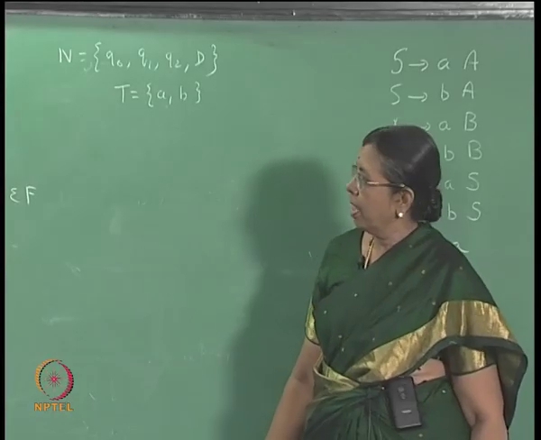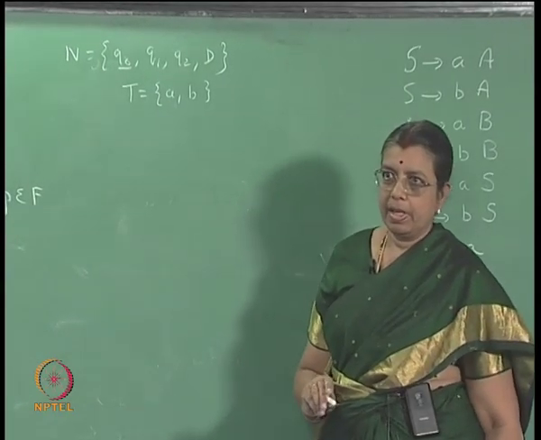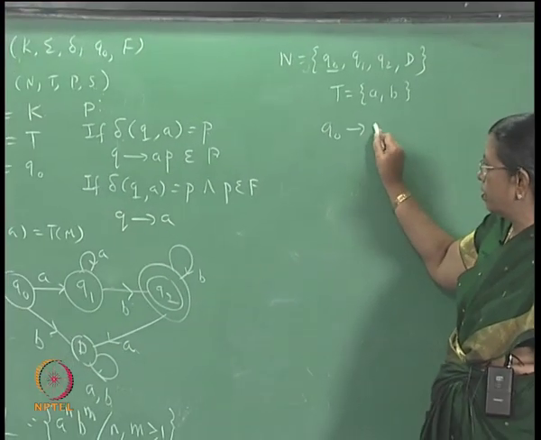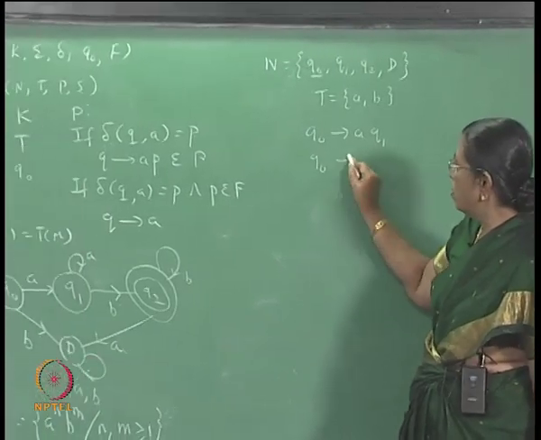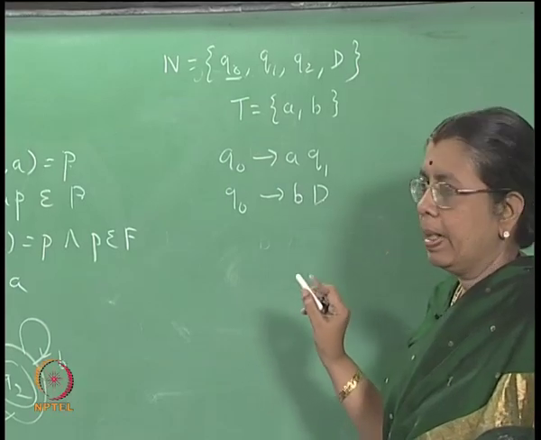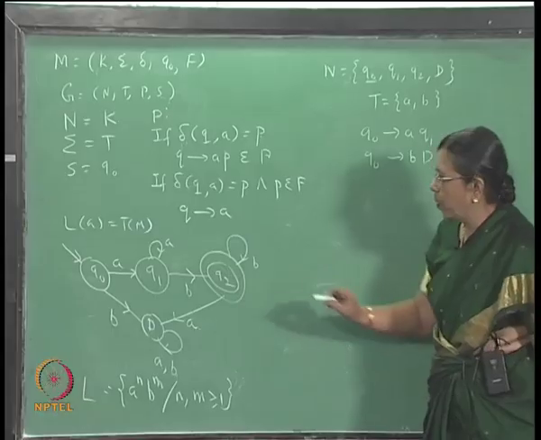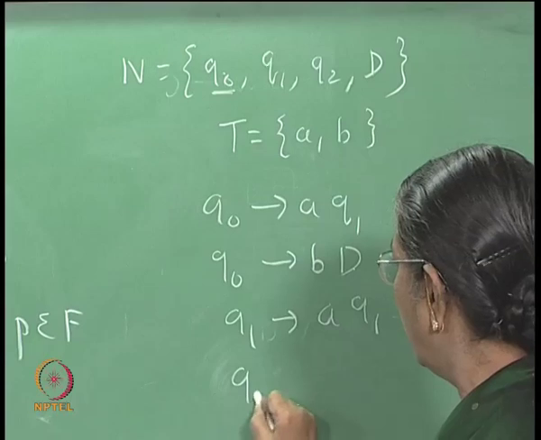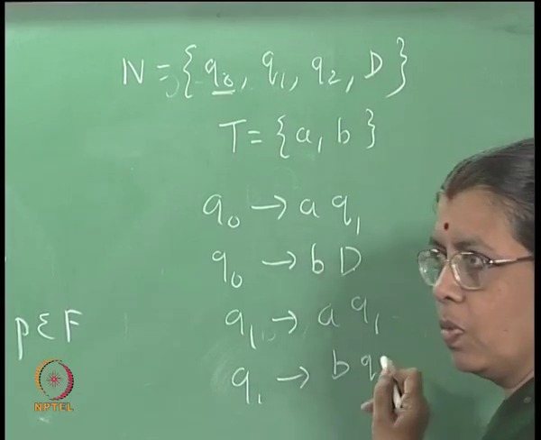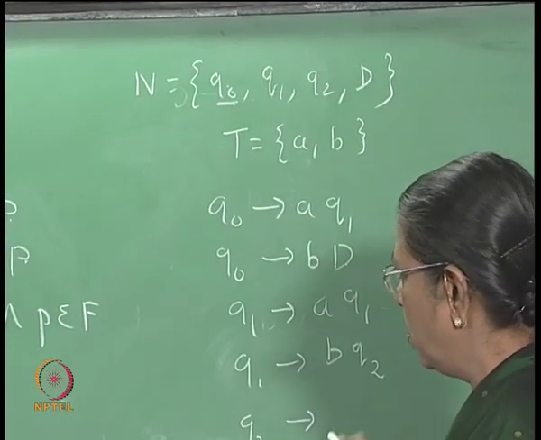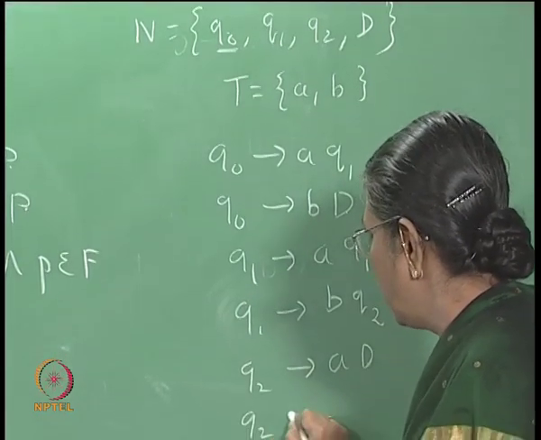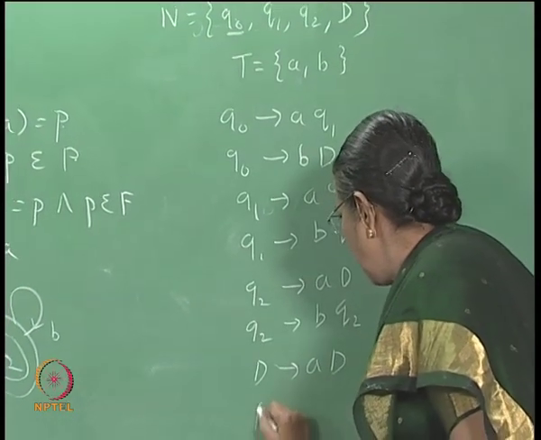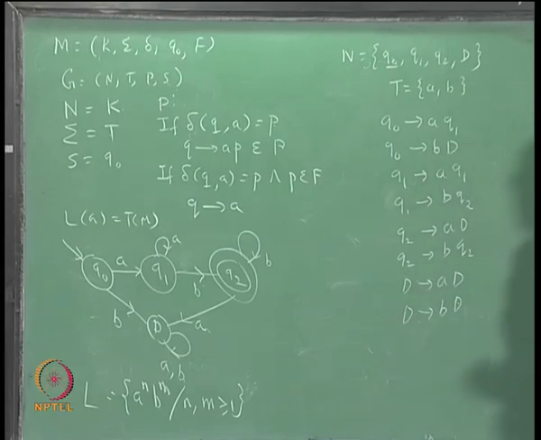Now, we have to write the rules. Of course, Q naught is the start symbol. How do you write the rules? Now, delta of Q naught, A is Q1. So, you have a rule Q naught goes to A Q1, Q naught goes to B D. Delta of Q1, A is Q1, so Q1 goes to A Q1, Q1 goes to B Q2. Q2 goes to A D, Q2 goes to B Q2. D goes to A D, D goes to B D. These are the non-terminal rules.